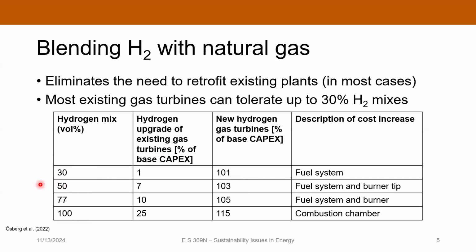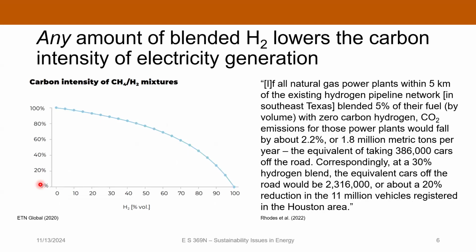So there is a cost associated with this if you want to retrofit a power plant. Okay, but I think I've made this point before. This is a situation where we should not let the perfect be the enemy of the good. Any amount of hydrogen blending will reduce the carbon intensity of electricity generation simply because you're taking some methane and replacing it with hydrogen, okay?